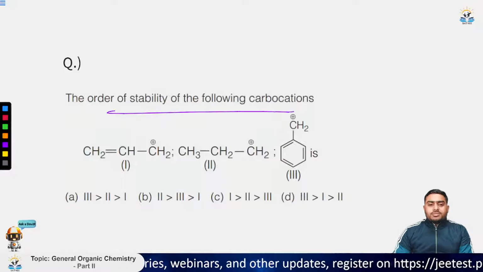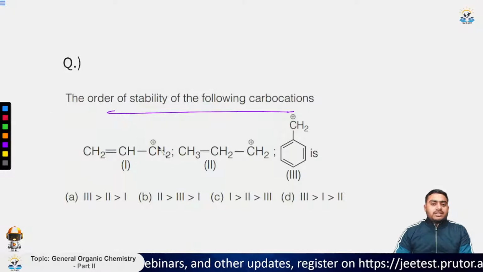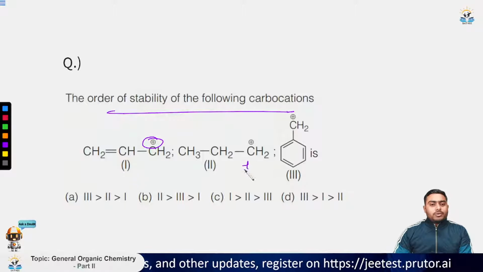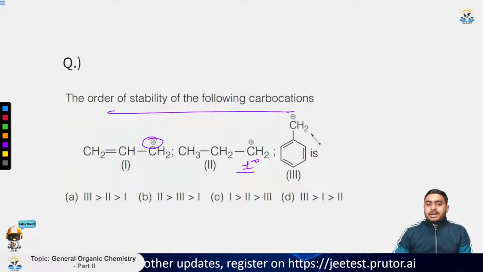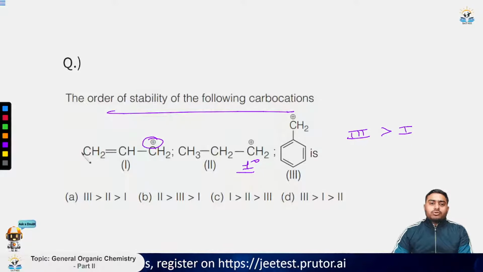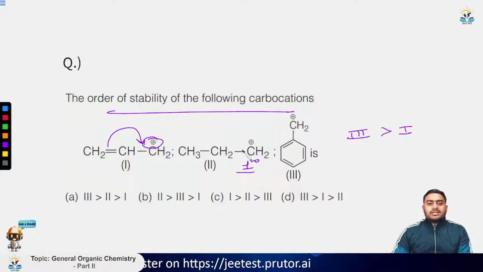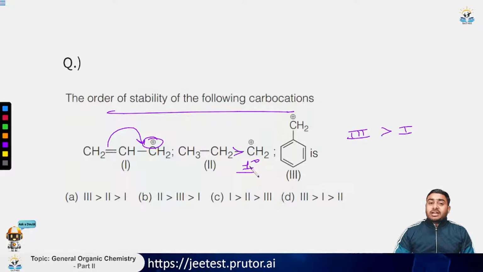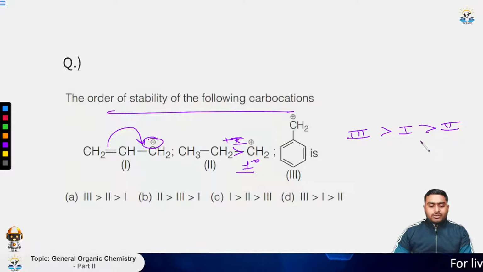Okay, the order of stability of the following carbocations. Again you can see this is allyl carbocation, this is normal primary carbocation, this is benzyl carbocation. Definitely benzyl carbocations are more stable than allyl carbocation due to conjugation like this. This is due to inductive effect, plus I effect is taking place here. So definitely 3, then 1, then 2 will be the order. You can see the answer.